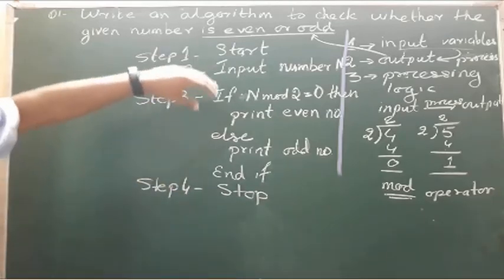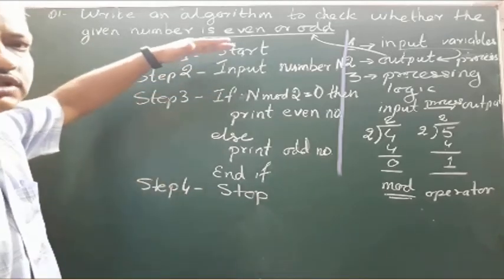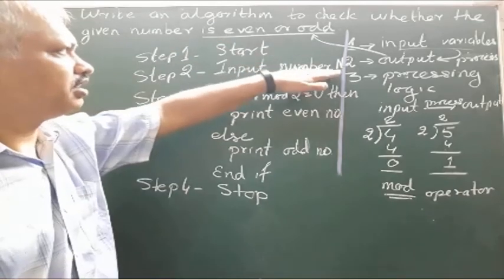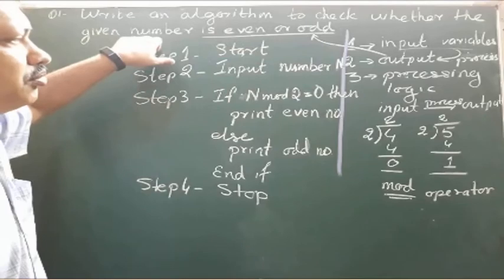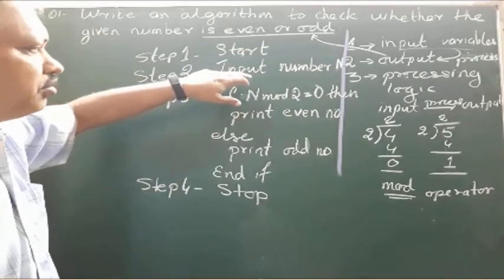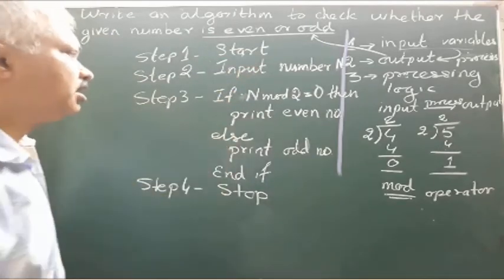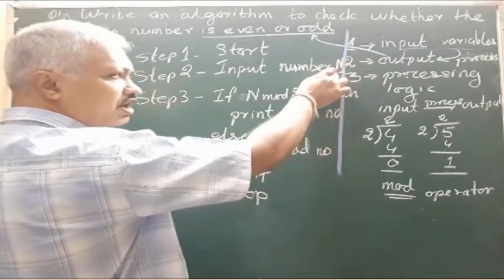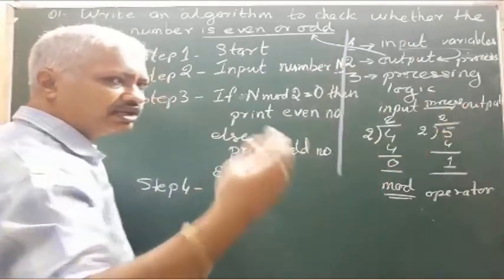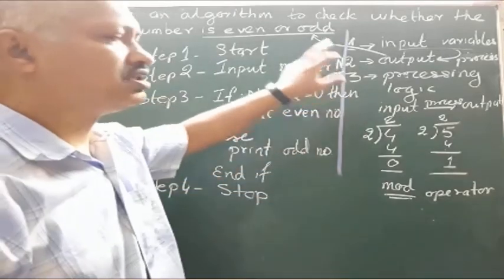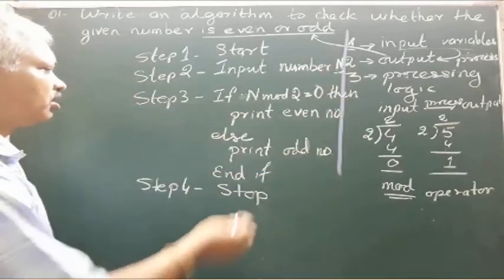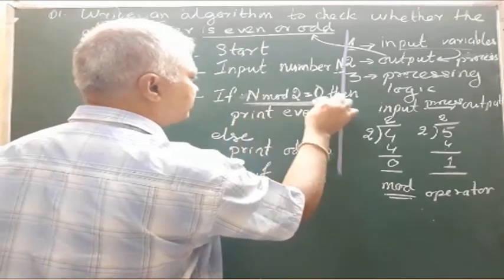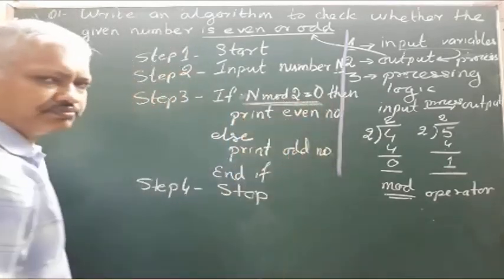So let me explain to you. Step 1 is start. Step 2, we are taking a variable n because it says given number. So we are inputting a variable, meaning the user is going to enter data. This is n. This is the variable where the data the user enters will be stored. Now this is the most important part here. This one is going to give me the remainder.